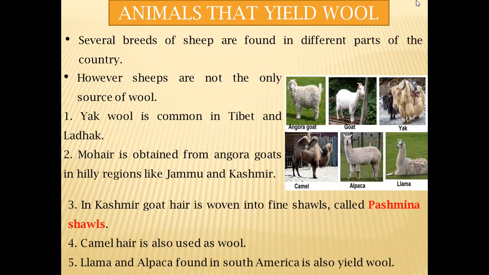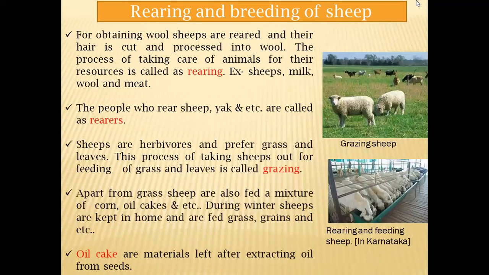Children, you should also know camel hair is also used as wool. Also, llama and alpaca. Remember the spelling of llama, children? It is not L-A-M-A, it is double L-A-M-A. It is found in South America and also yields wool. Let's move to the next point.